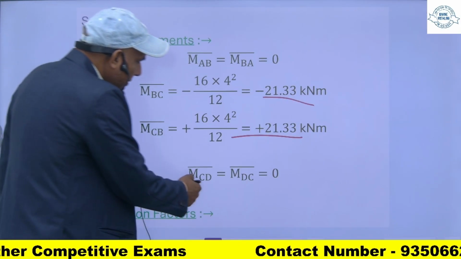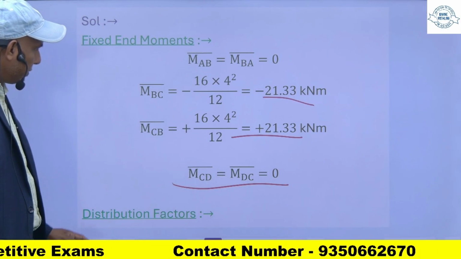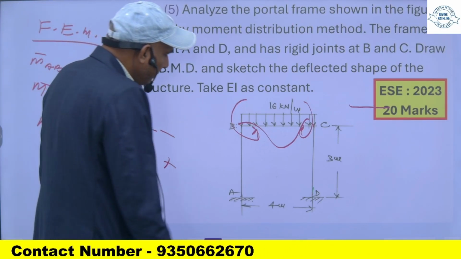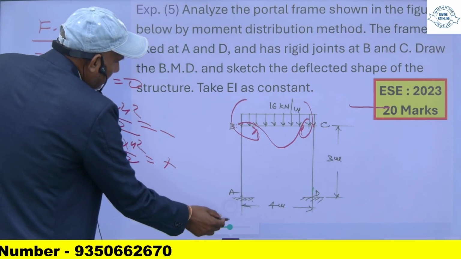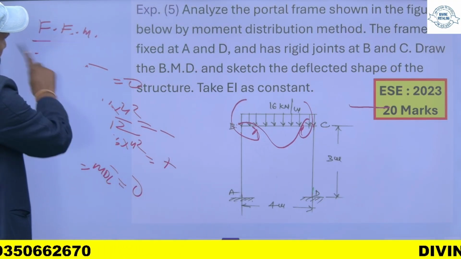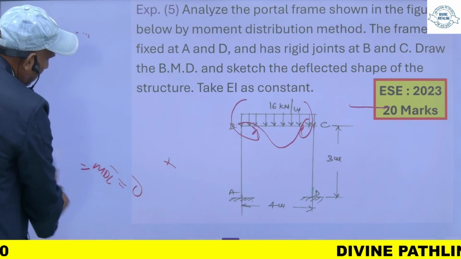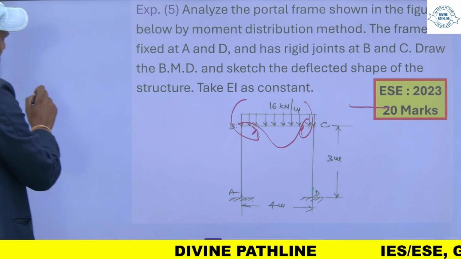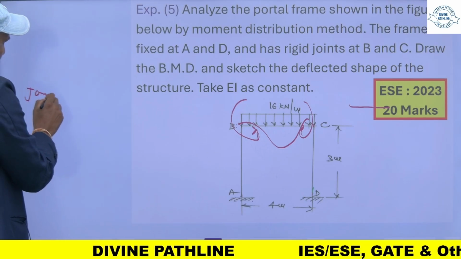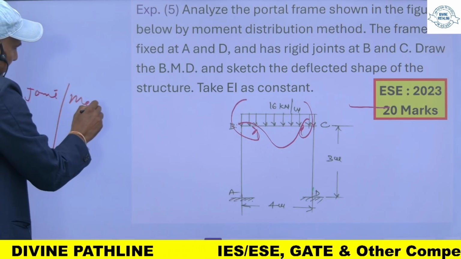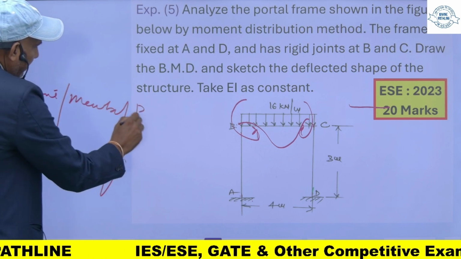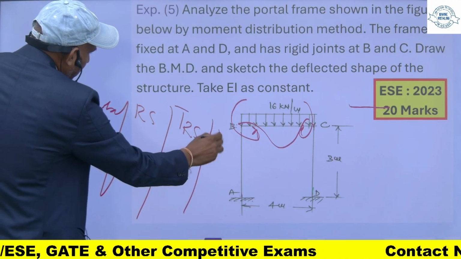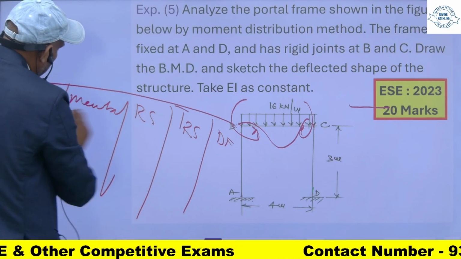They both are 0. तो डिस्ट्रीब्यूशन फैक्टर, इसका डिस्ट्रीब्यूशन फैक्टर निकालने के लिए क्या करेंगे हम, I will make a table and table will be like this. This is joint, member, relative stiffness, total relative stiffness and distribution factor. This is the table.